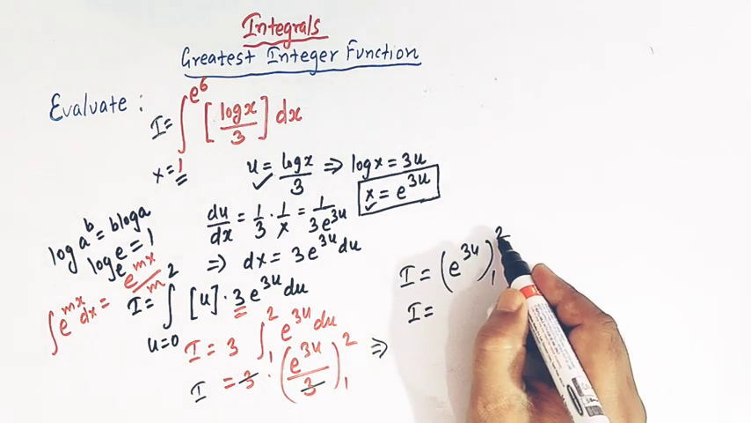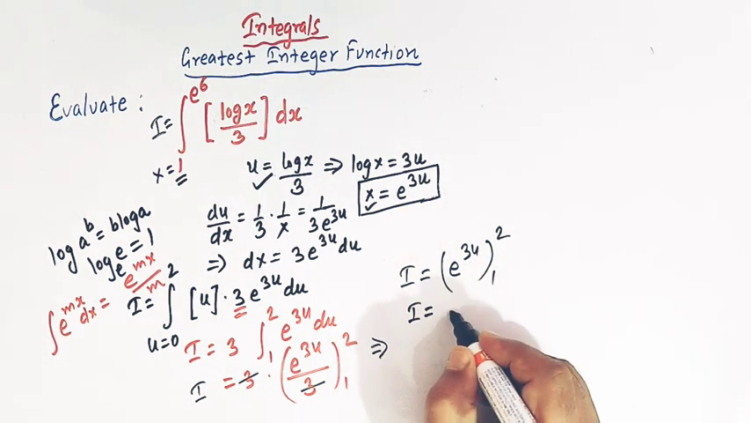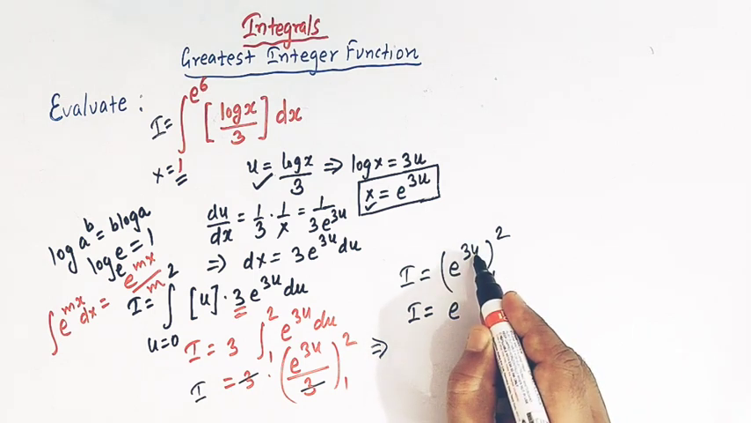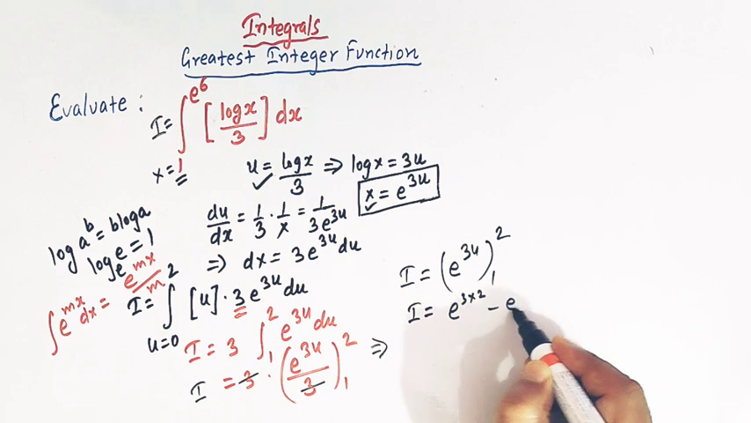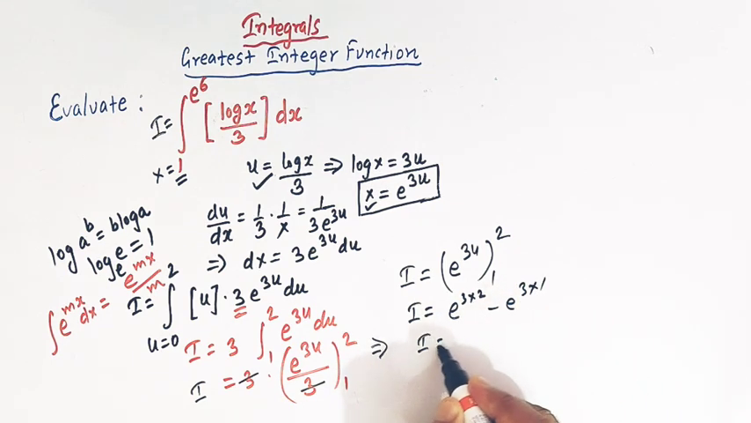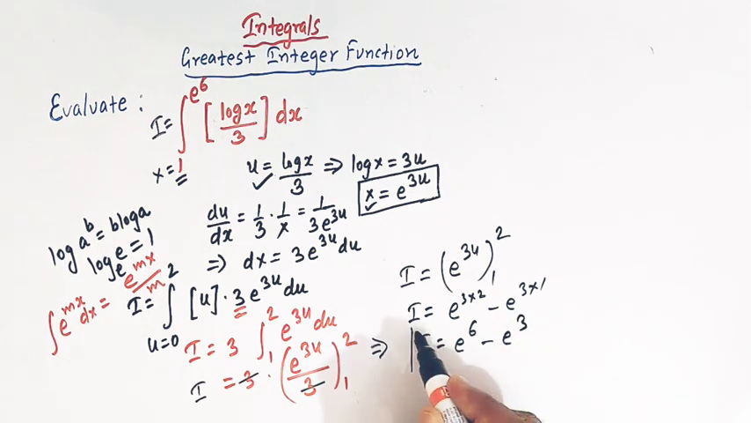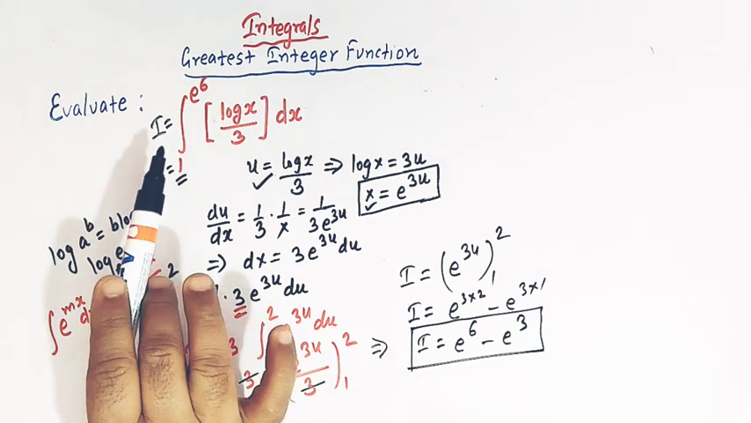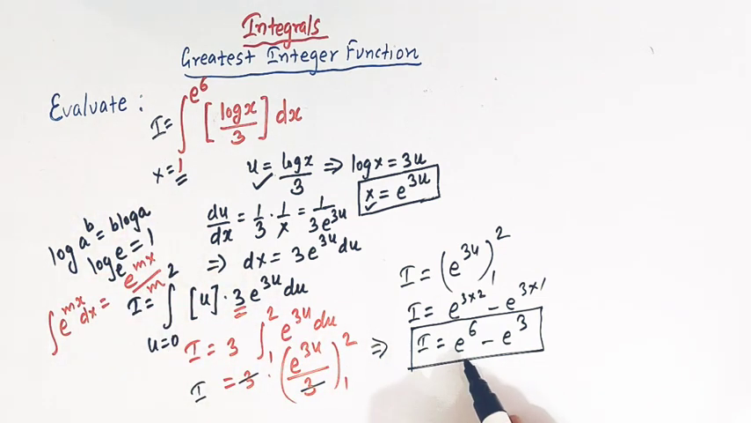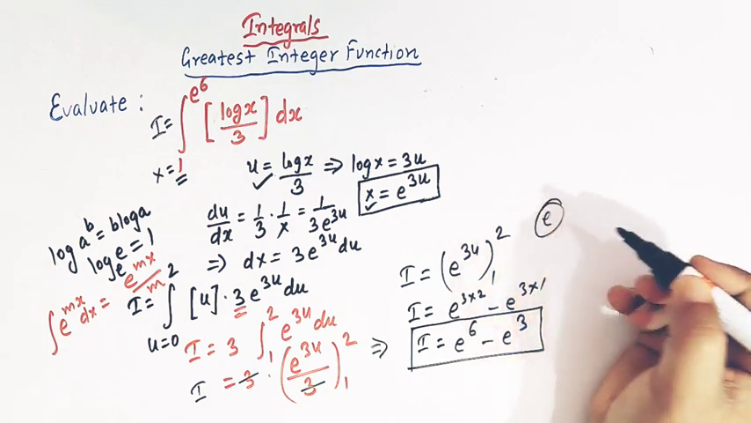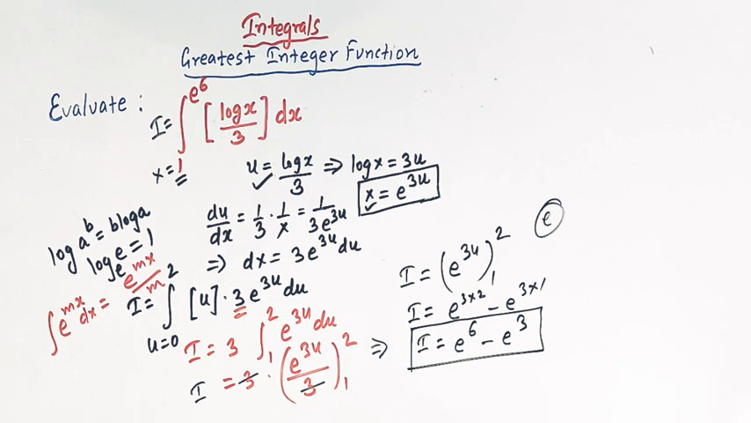Now we can simply substitute the limits and take the difference. So we have e raised to 3 times 2, that is 6, minus e raised to 3 times 1, right? So I is e raised to 6 minus e raised to 3. This is the final value of this integral, where this number e is our famous exponential number, right? So viewers, this is how we can deal with these types of integrals involving the greatest integer function.